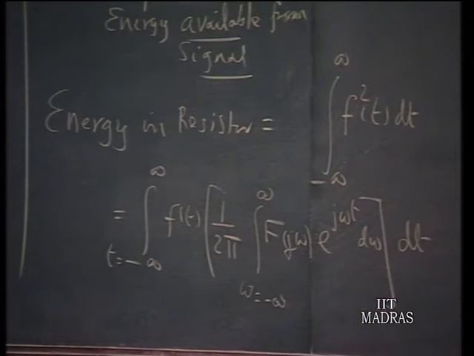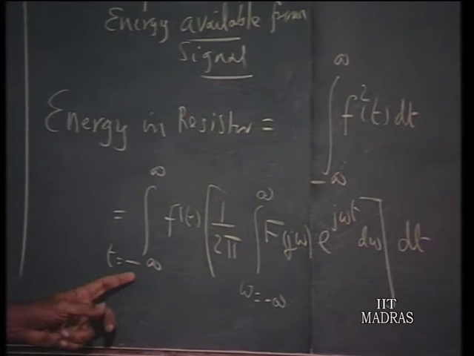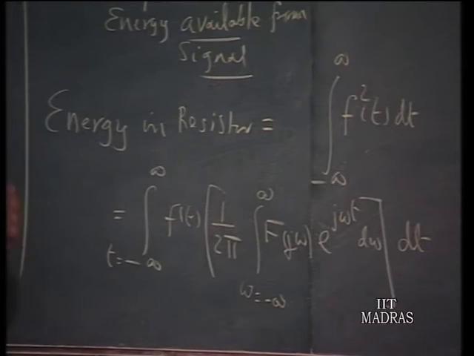So, this has two integrals, one in the time domain and one in the frequency domain. What I would like to do is interchange the order of integration. That means, instead of integrating in the omega domain first and then later on the time domain, I would like to reverse the roles. I would like to integrate this expression in the time domain first and then in the frequency domain later.